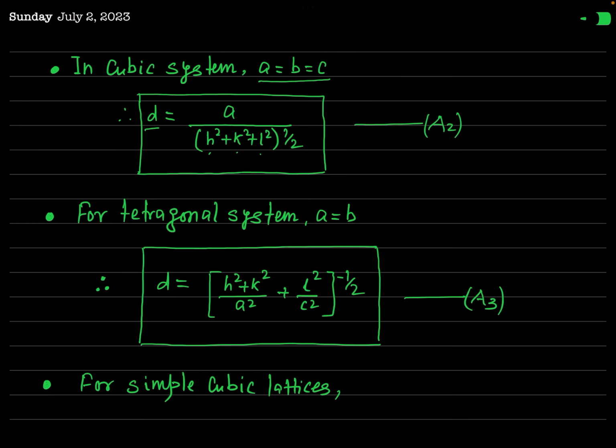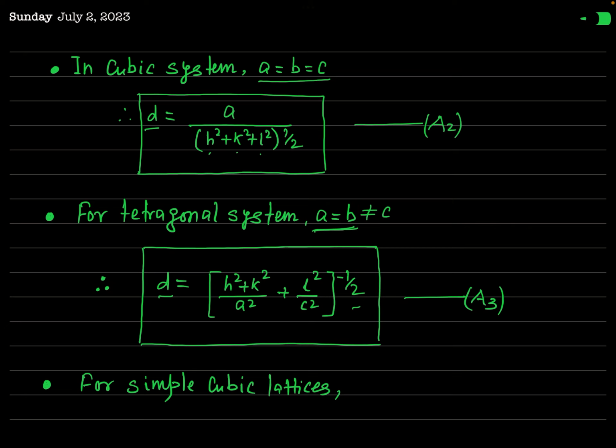Similarly, in case of a tetragonal system, you have learnt in the Bravais lattice that A is equal to B, but that is not equal to C. So when you use A equal to B in that general result, D will be like this: H square plus K square over A square plus L square over C square, whole to the power minus half. Okay.